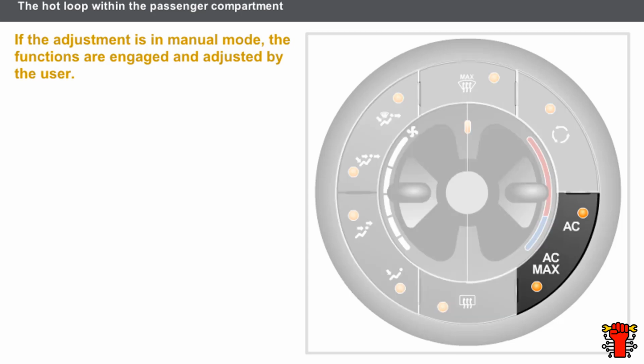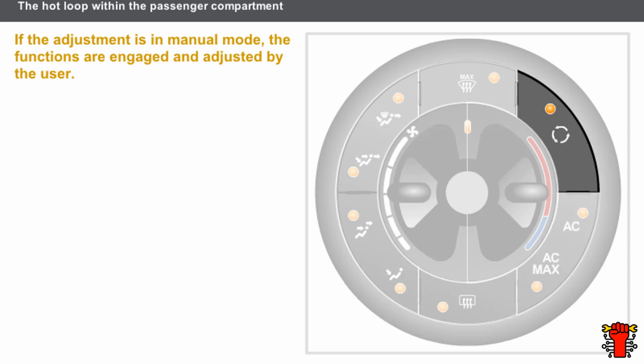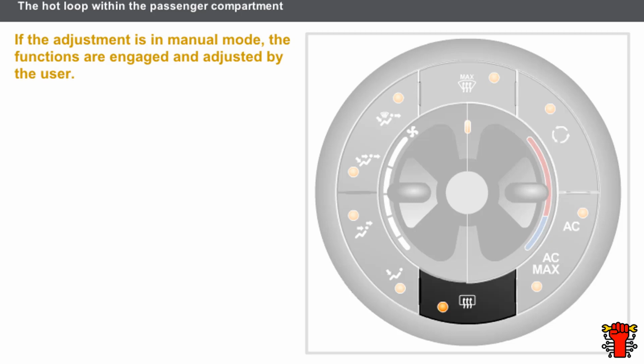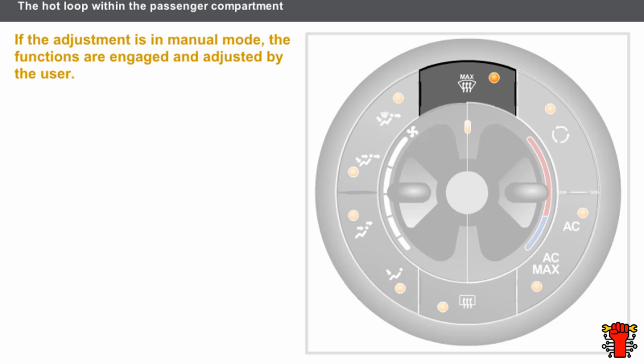The air conditioning function requests that the cold loop compressor be activated. If the max AC button is pressed, the compressor flow is at its maximum. The recirculation function insulates the vehicle from the exterior air and allows the desired comfort in the passenger compartment to be more efficiently attained. The de-icing function affects the electrical functions of the rear screen and the de-icing rear view mirrors. The demisting function affects the distribution of air towards the demisting vents.